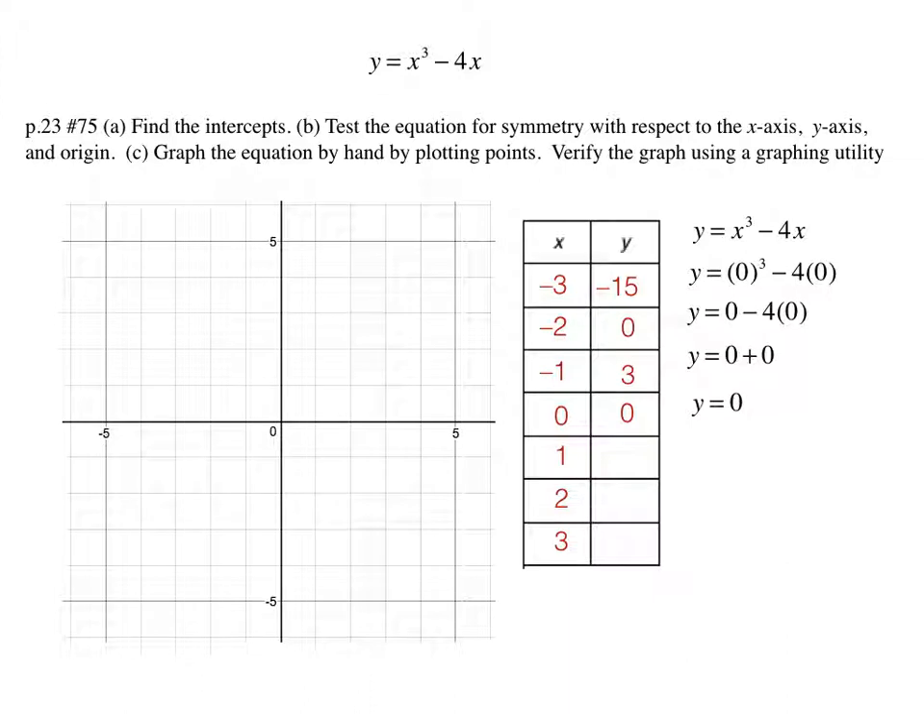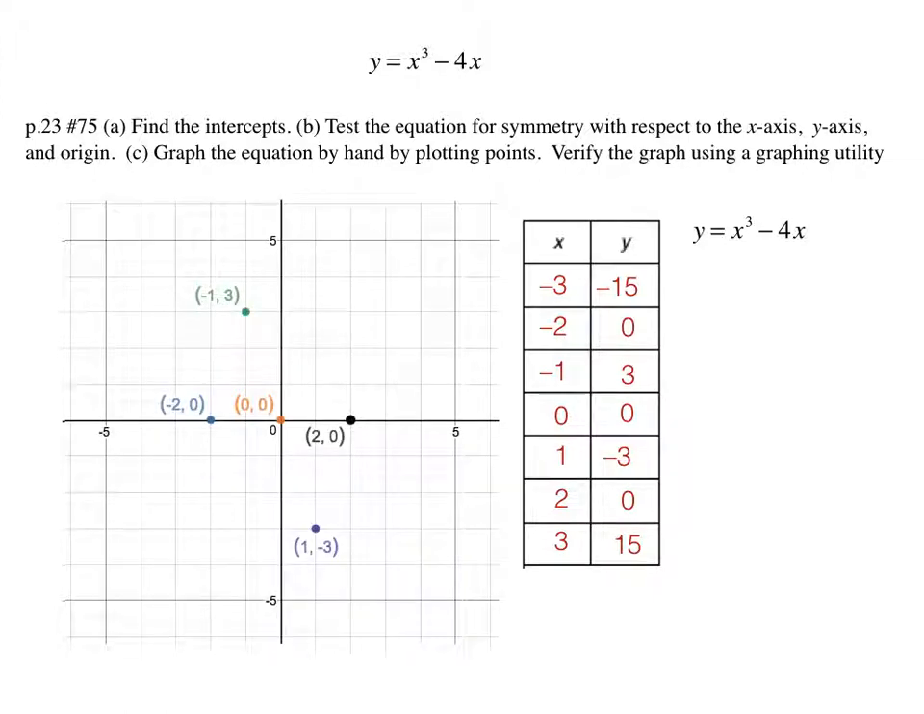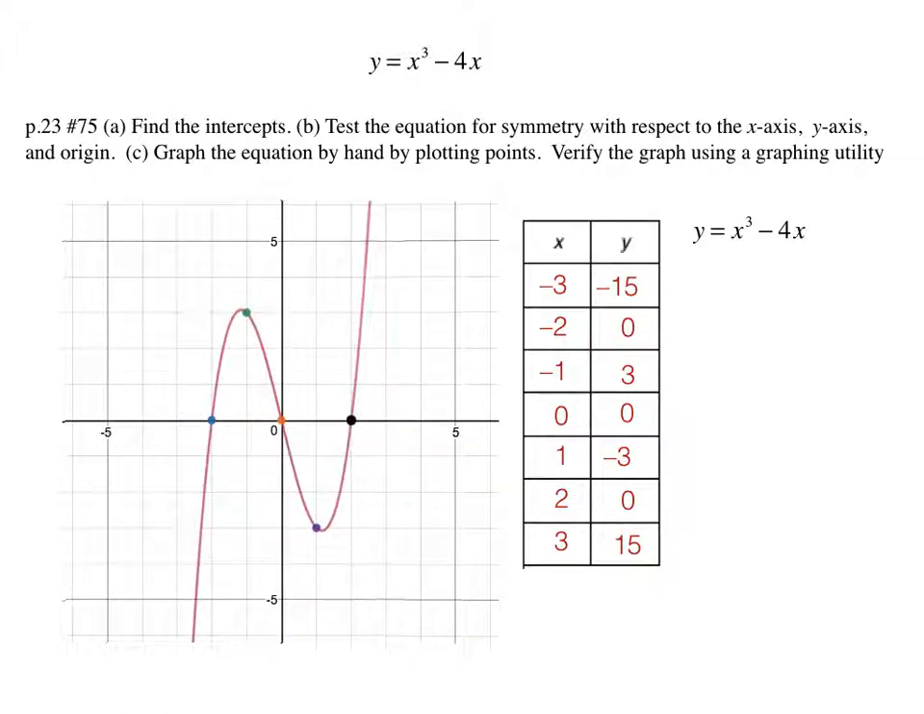The y value at x equals 1 is -3. The y value at x equals 2 is 0. The y value at x equals 3 is 15. So now we're going to plot these points, and then we'll draw the curve that goes through them.